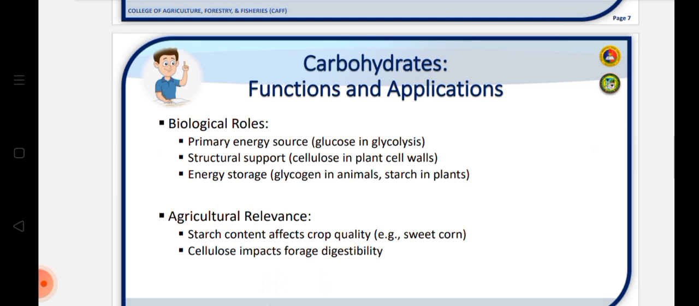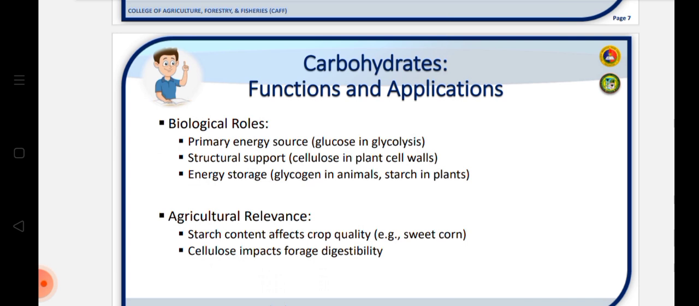Now that we have explored the structure of carbohydrates from glucose to amylose, let's connect that knowledge to their biological roles and agricultural applications. Carbohydrates serve three essential functions in living organisms. First, they serve as the primary energy source. For example, glucose fuels cellular respiration through glycolysis, providing immediate energy for metabolic processes.